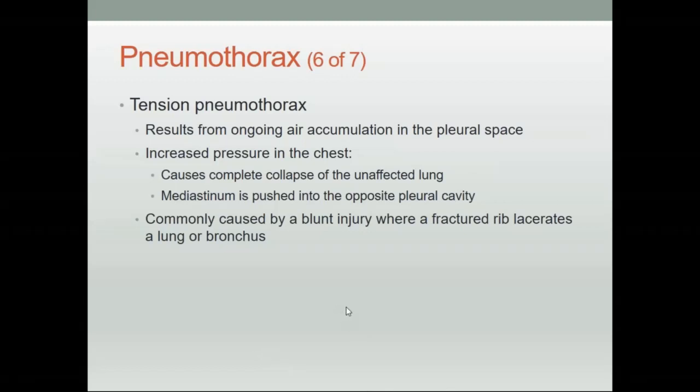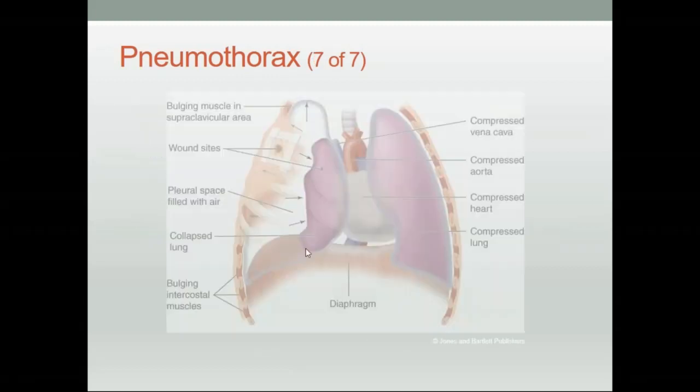Even if we don't find it, they can have a substantial pneumo that's killing them right in front of us, and we need to treat it. We need to get some more help there to help us treat it. All right.